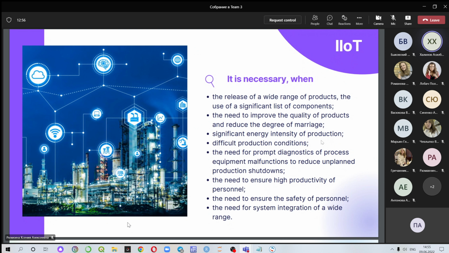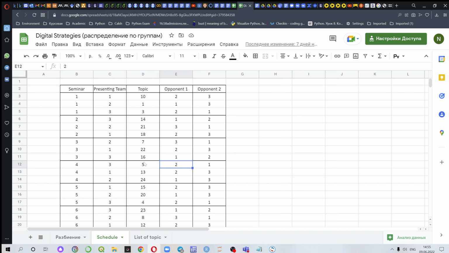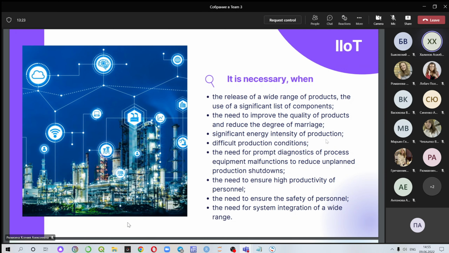So, in our opinion, the use of IoT technology is necessary under the following conditions: the release of a wide range of products, and the use of a significant list of components, the need to improve the quality of products and reduce the degree of marriage, the need to ensure effective maintenance of previously delivered products, the need to reduce the operating costs of production, significant energy intensity of production, and difficult production conditions, and the need for prompt diagnostics of process equipment malfunctions to reduce unplanned production shutdowns, the need to ensure higher productivity of personnel, and the need to ensure the safety of personnel, of course, and the need for system integration of a wide range.